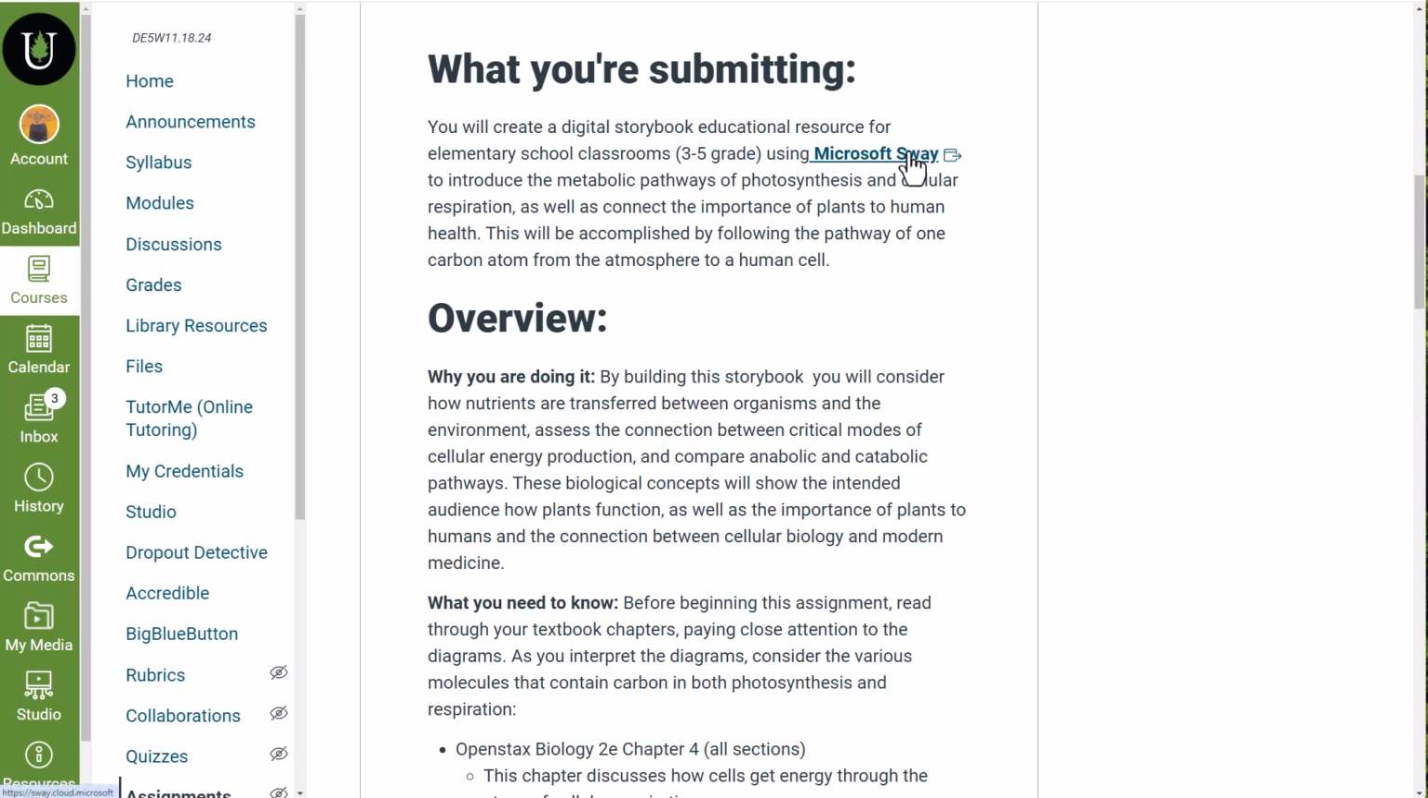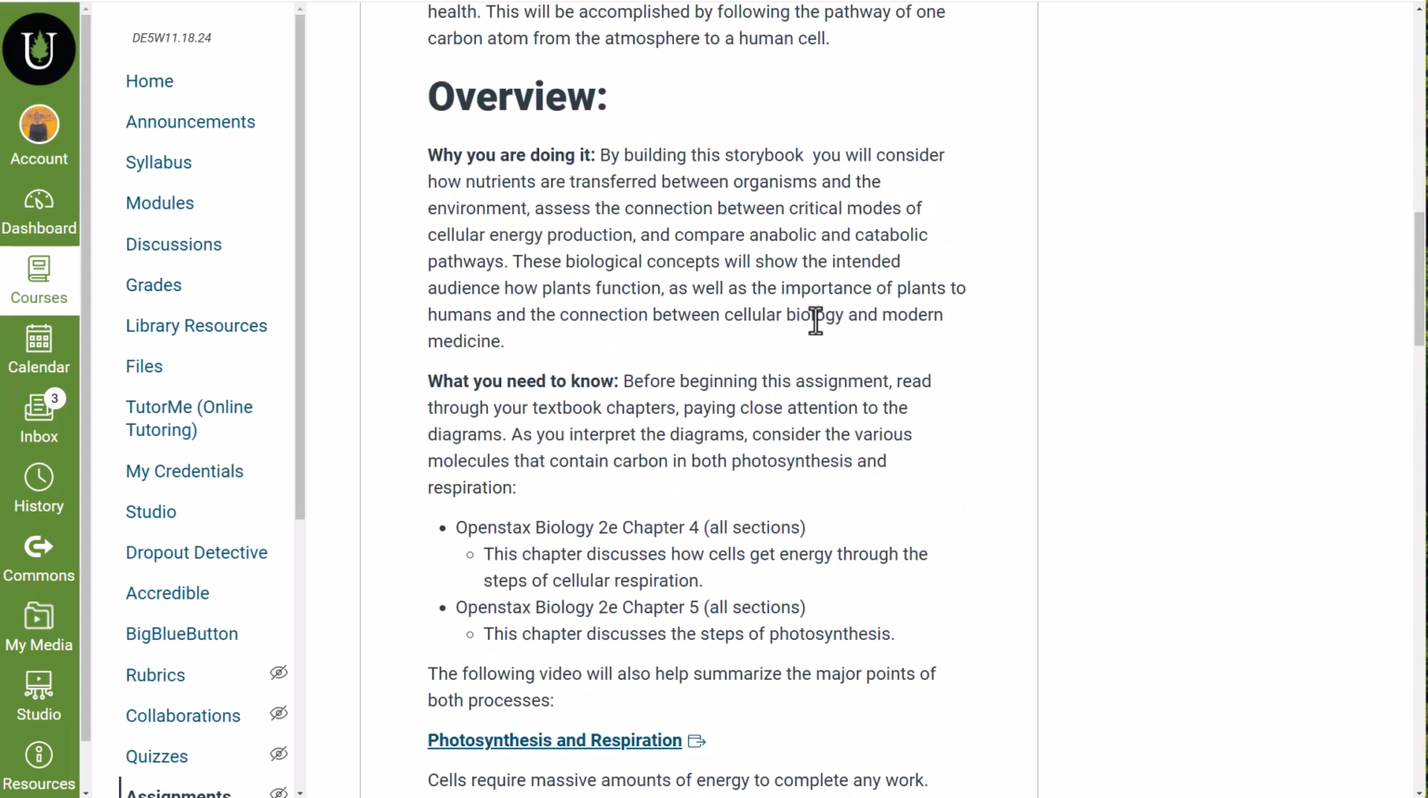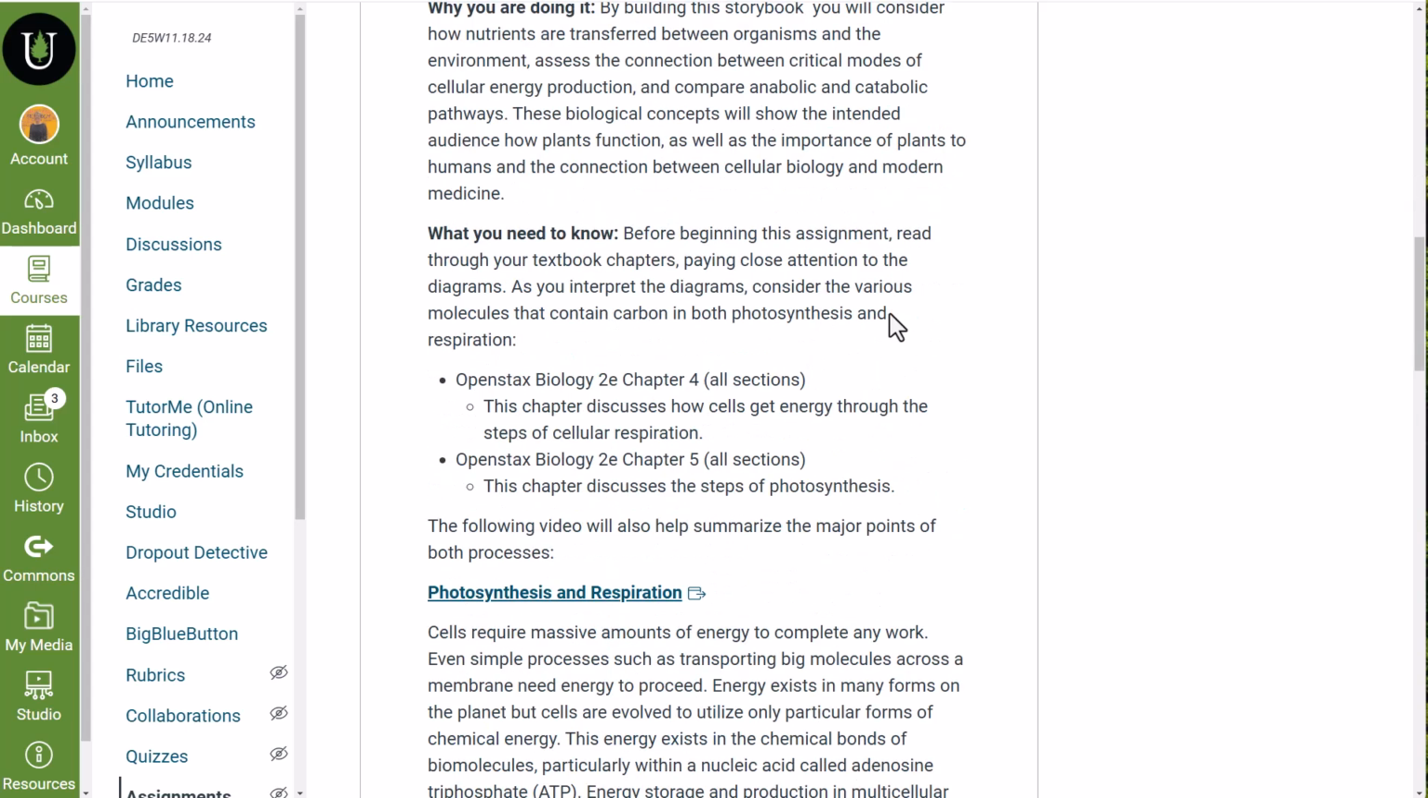So you'll have to log in probably with your Unity email to get access to Microsoft Sway. Once you get in there, you can just create your own thing, or you can use a template. Templates are sometimes easier to start off with if you've never used Microsoft Sway before. We're going to create sort of this storybook. Make sure you take a look at the different things that need to be in the storybook. This is looking at information that you're going to need to go back and look at, some of the information from chapters 4 and 5 about cellular respiration and photosynthesis.